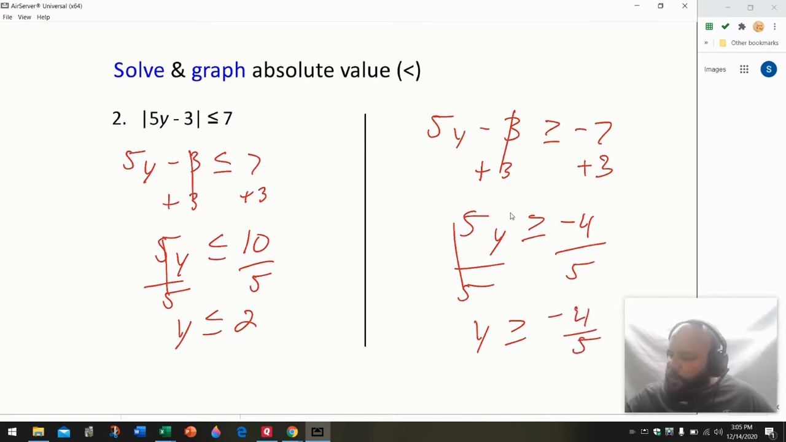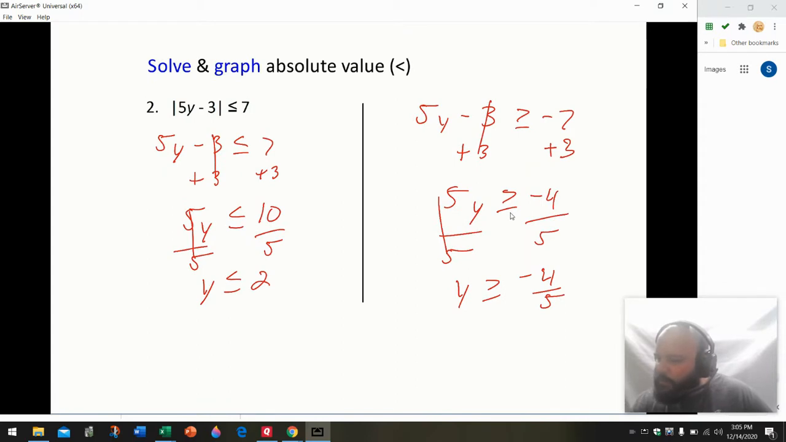Okay, now you have to determine which one has the smaller number. This one is the smaller number. So that one needs to be flipped over. So I'm going to write negative 4/5. When I flip it over, I have to flip the sign over and then draw my y.